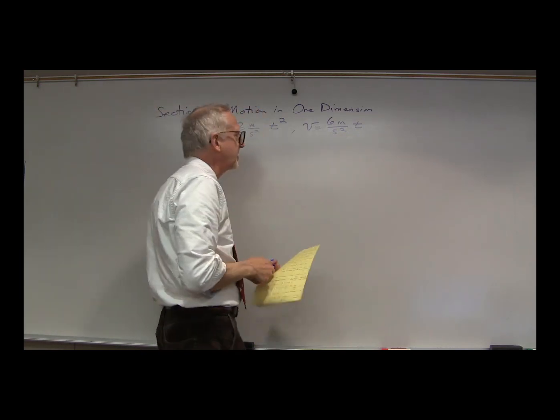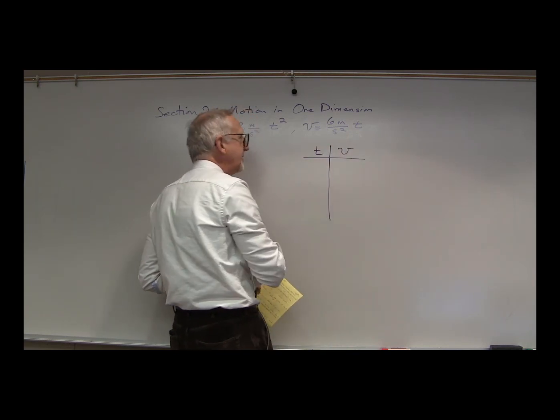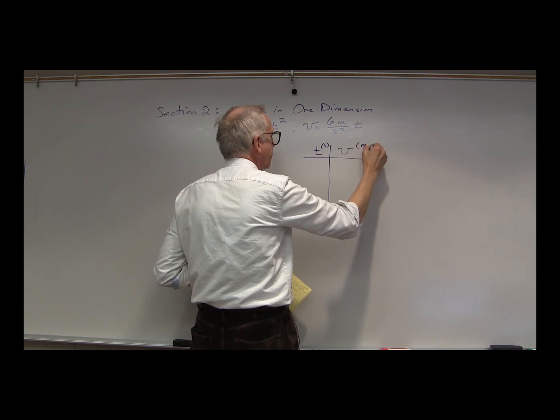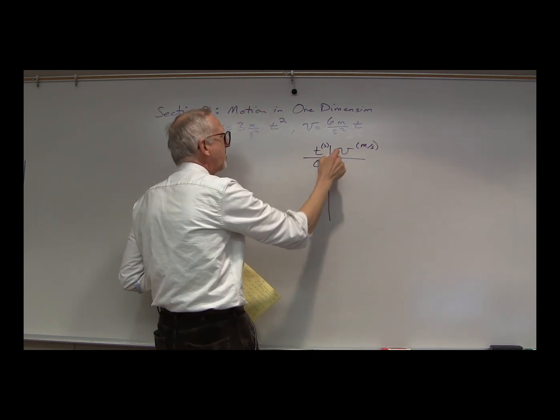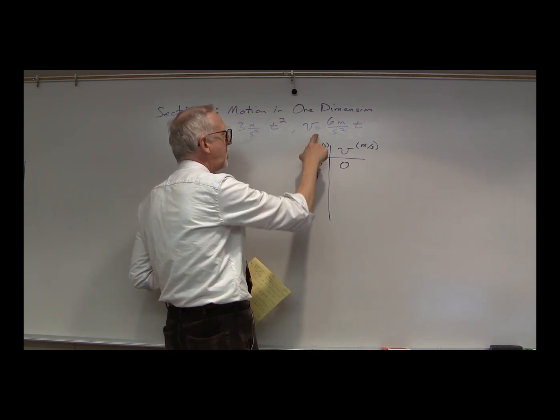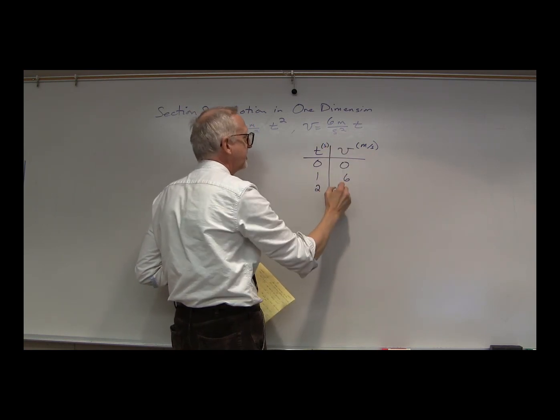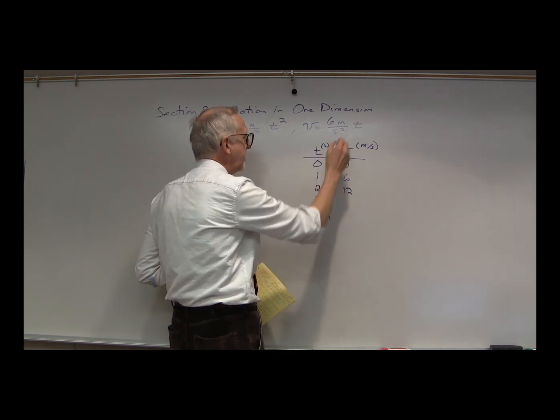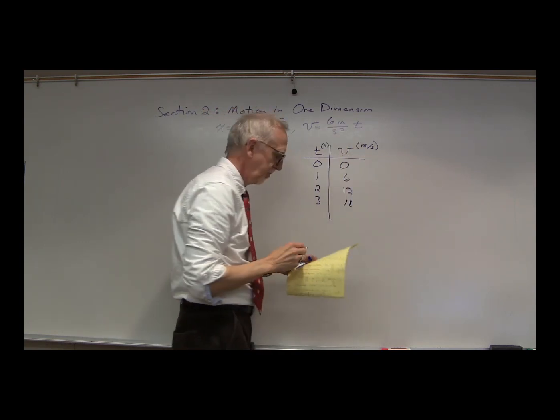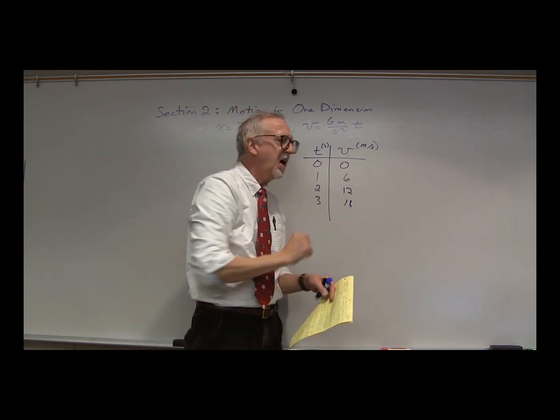We might make a little table just like we did before with t and velocity now, and I'm just going to emphasize t is in seconds and the velocity is in meters per second. When t is 0, velocity is 0. When t is 1, the velocity is 6. When t is 2, the velocity is 12. When t is 3, 3 times 6, the velocity is 18 meters per second. What we notice is that as time increases, the velocity increases.